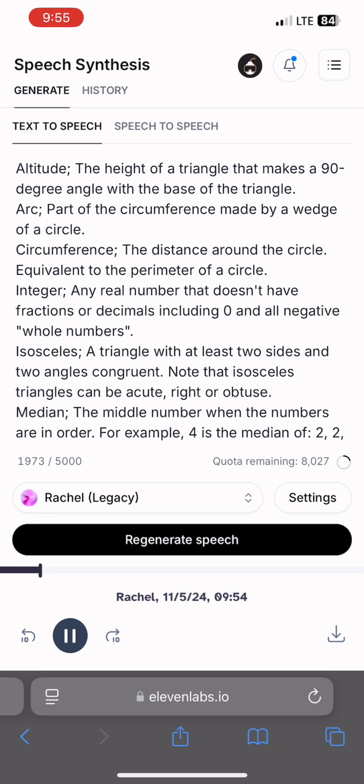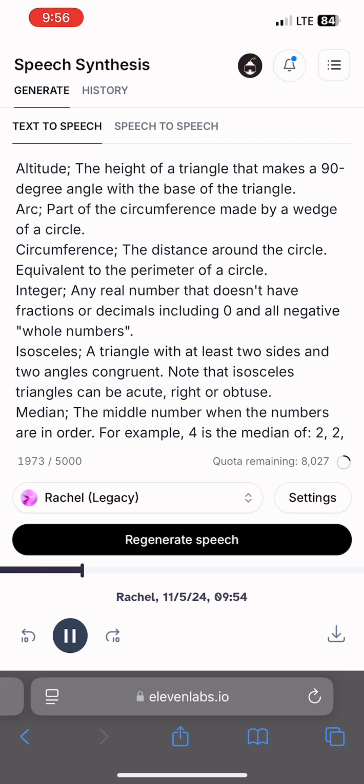Integer, any real number that doesn't have fractions or decimals, including 0 and all negative whole numbers. Isosceles, a triangle with at least two sides and two angles congruent. Note that isosceles triangles can be acute, right, or obtuse.